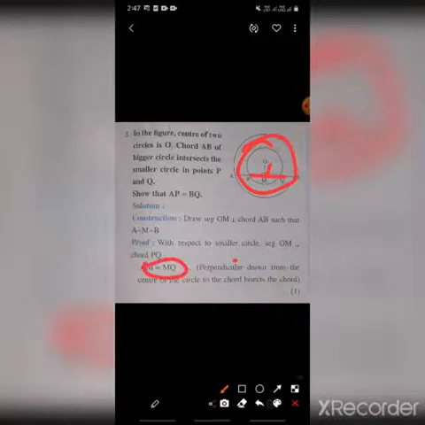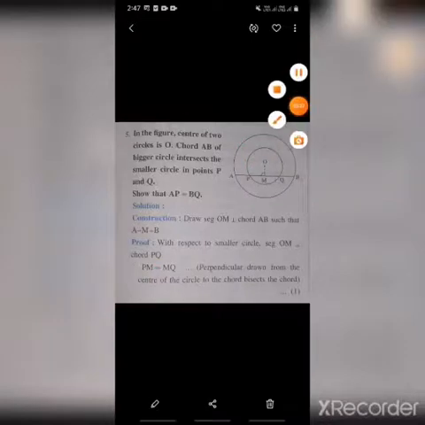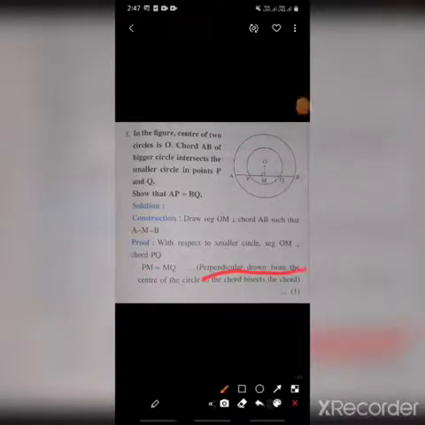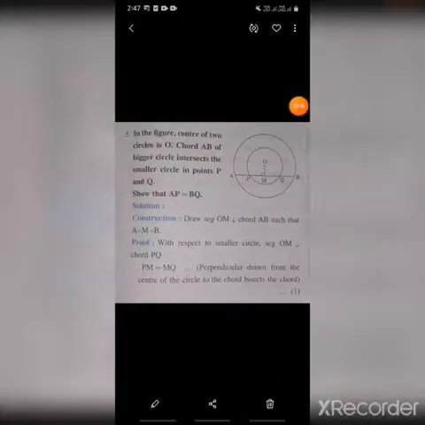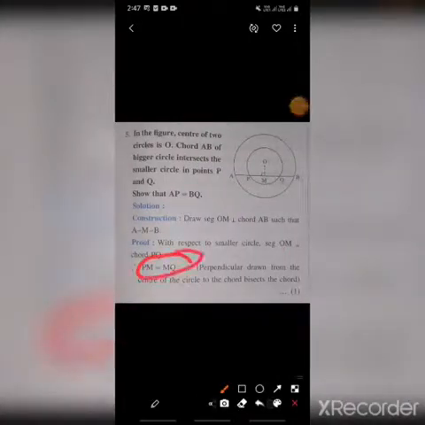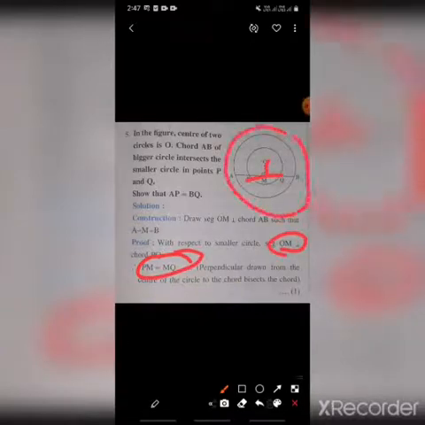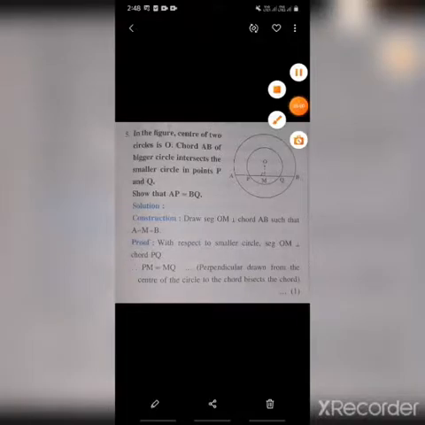Okay, so PM is equal to MQ, because when a perpendicular is drawn from the center of a circle to a chord, it bisects the chord. Just because of this reason, PM and MQ are the same. Similarly, with respect to the larger circle, OM is perpendicular to AB. In the first explanation, we wrote OM is perpendicular to PQ, but when we explain the larger circle, OM is perpendicular to AB.